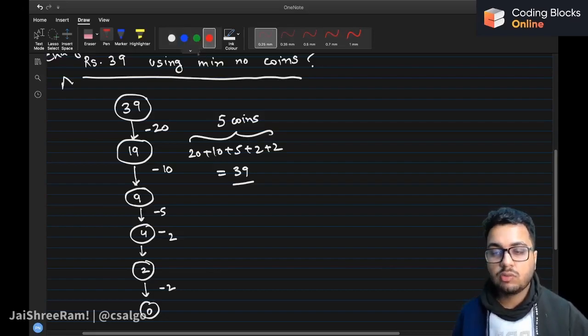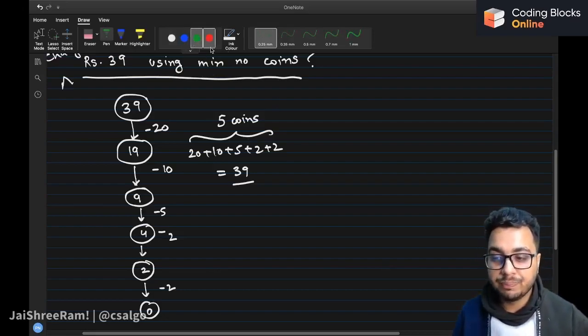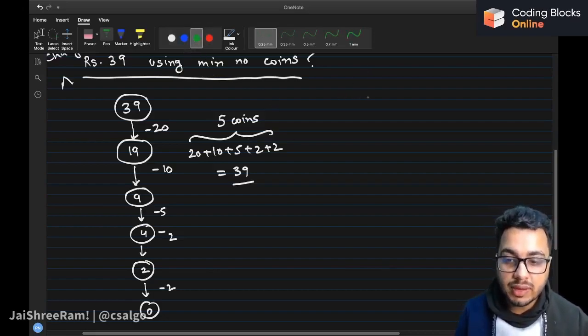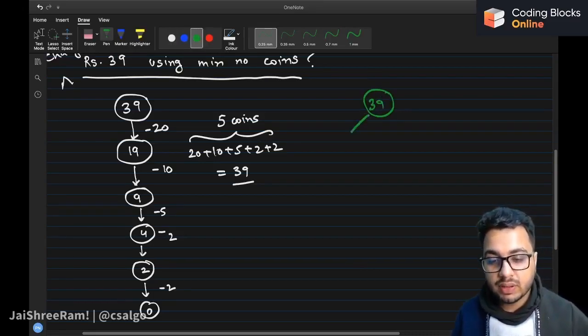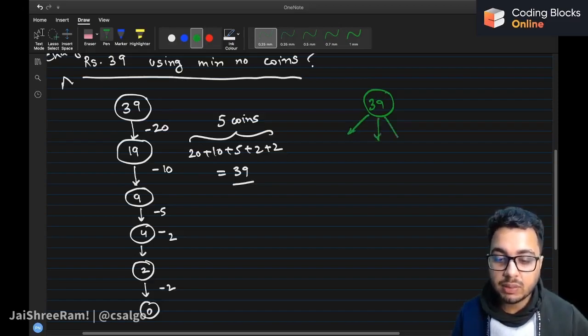So what would be the other way of thinking about this problem? That is, let's say, the brute force way or the DP way. The other way would be, from 39 I can have multiple options.